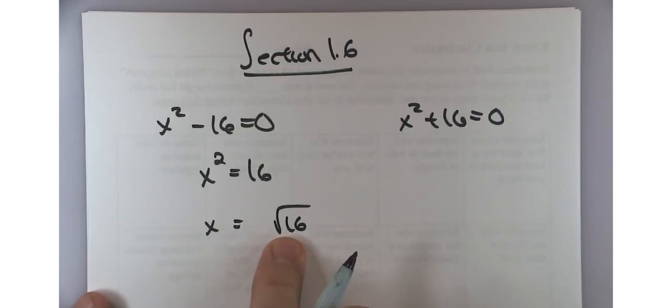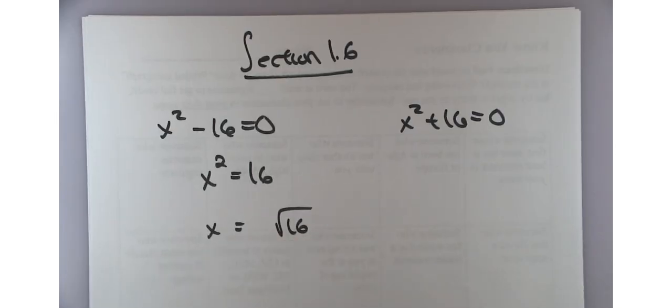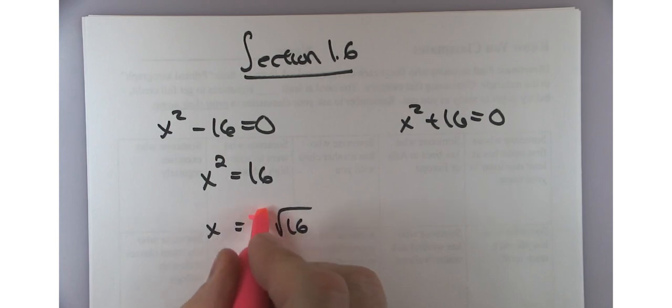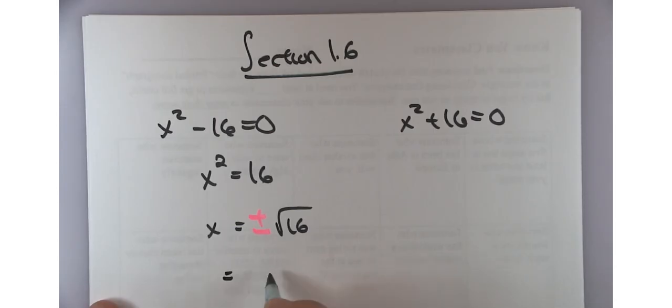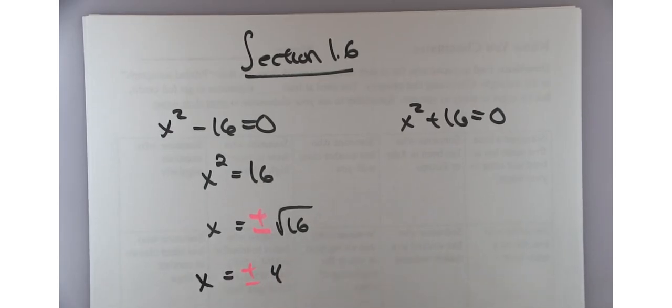Except there's one thing I'm missing here. Does anyone know what I'm missing on the right hand side that I definitely need? Yeah, the plus or minus. Well done. So x equals plus or minus 4. Nice. And so all is well with the world over there, the lion, lamb, and best friends, etc.